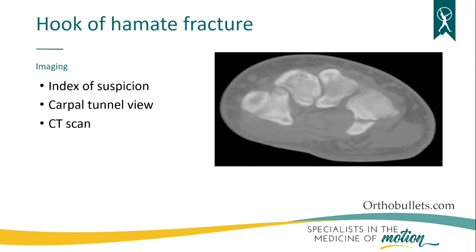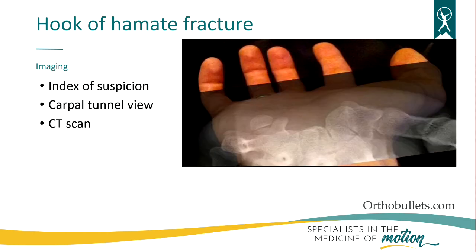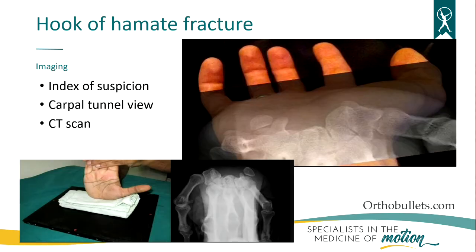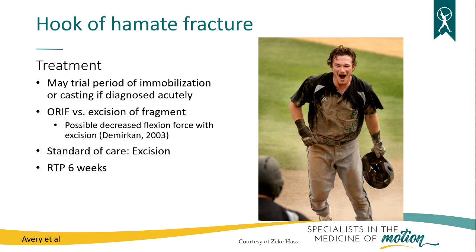You can get a CT scan, it shows it well. You can get a carpal tunnel view x-ray, which also can show it. But again, you need the index of suspicion because you're not going to see it on standard views in the ER. You can try a period of immobilization. They're often going to come to our clinic after they've already done that.